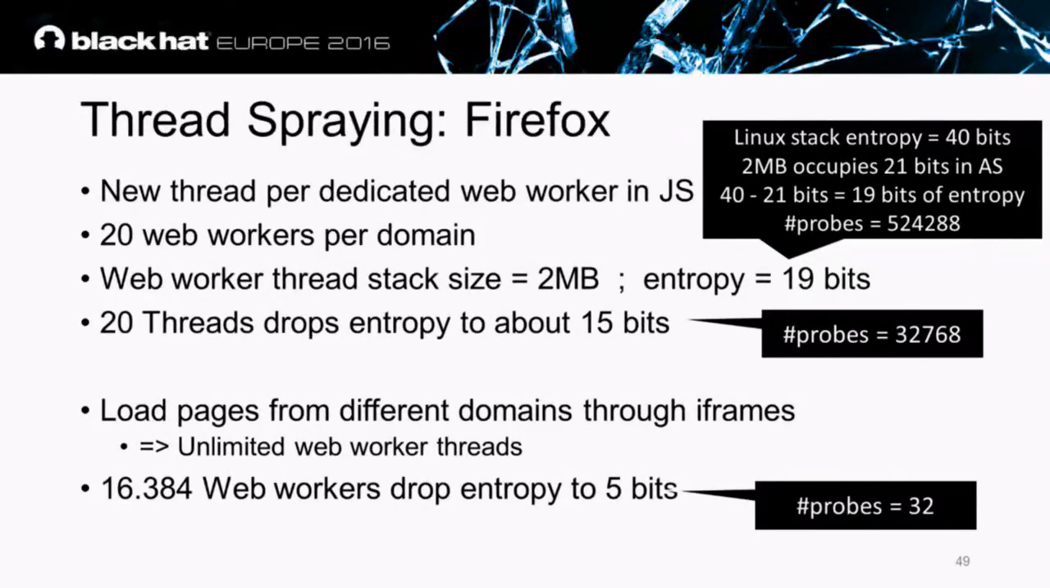So for example, if you spawn 16,000 web workers, you would drop the entropy to 5 bits, which is quite low. And the number of probes will be 32 probes. So in the worst case, you would need 32 probes to hit a stack.